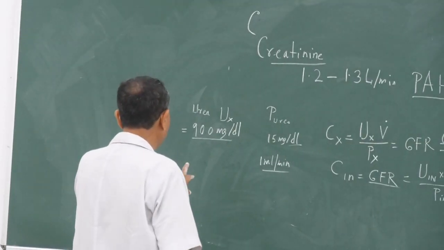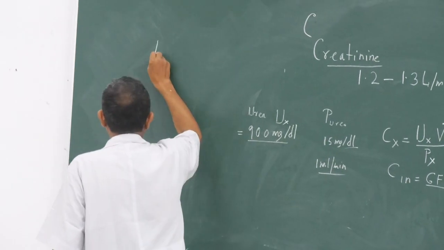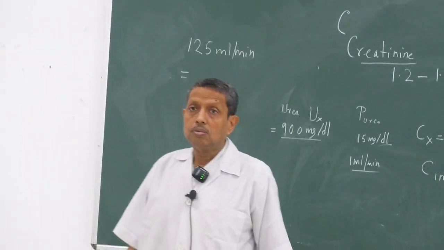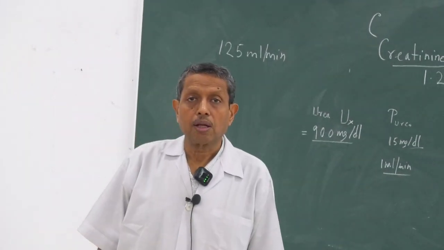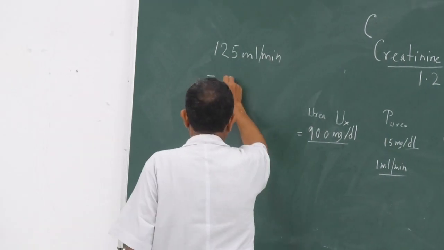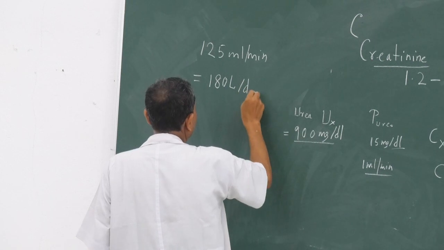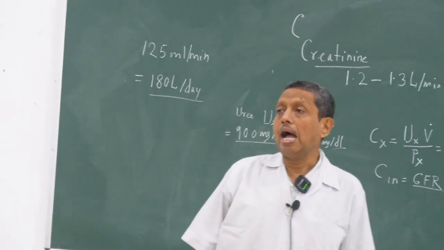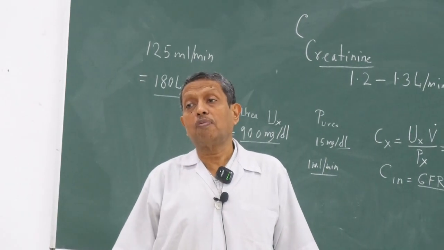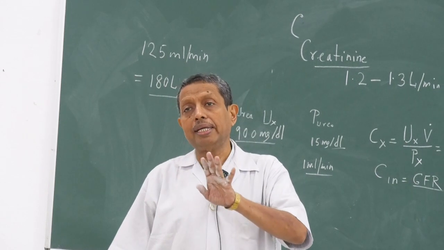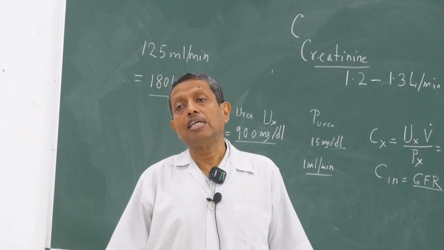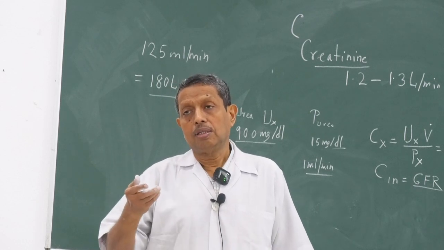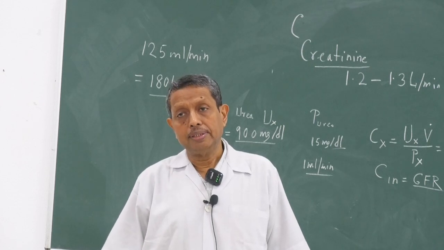Now, the normal value in a young adult male is 125 ml per minute, and per day it becomes 180 liters. In a young adult male, it corresponds with the body surface area. Even so, it is lower to some extent in women, and with advancing age its value diminishes gradually.